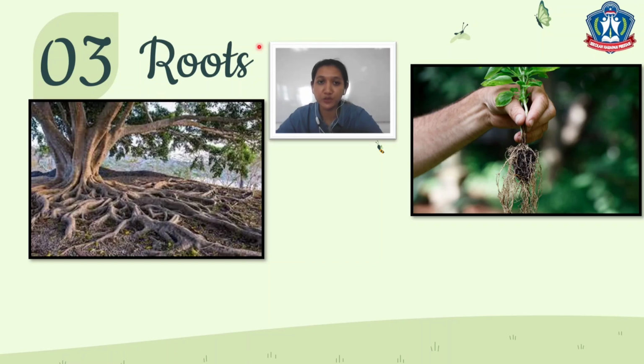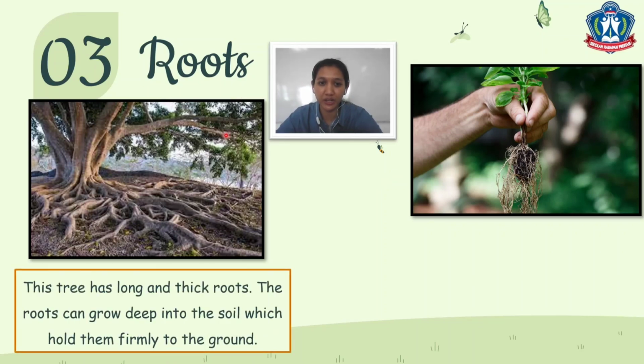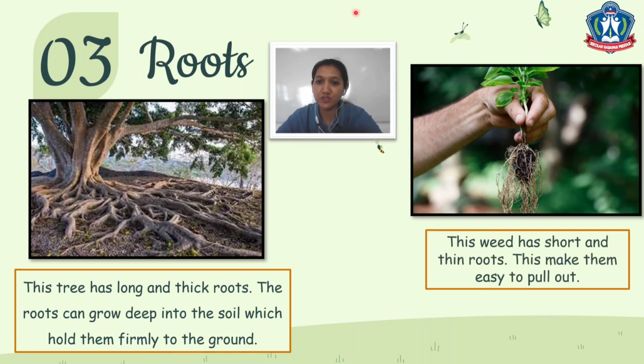Now, friends, can you differentiate between the two plants here? What are the differences? Okay, right. This tree has long and thick roots. The roots can grow deep into the soil, which holds them firmly to the ground. While this plant, a weed, has short and thin roots. These make them easy to pull out.